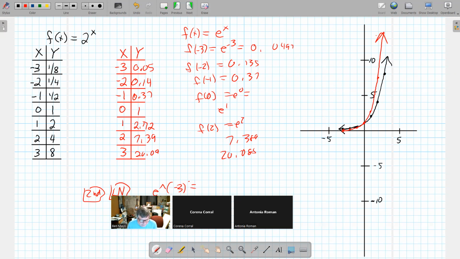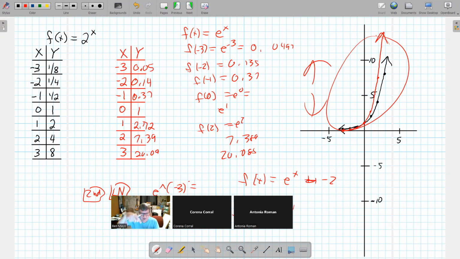Any questions about that? Okay, now, as with the other functions that we graphed, if we take, let's say, f of x equals e to the x plus 1, it's going to take this red graph and shift it up 1 unit. E to the x minus 2, it's going to shift it down 2 units. F of x equals e to the x plus 1, where the plus 1 is up there with the exponent, it's going to move it to the left 1 unit. E to the x minus 2 is going to move it to the right 2 units.